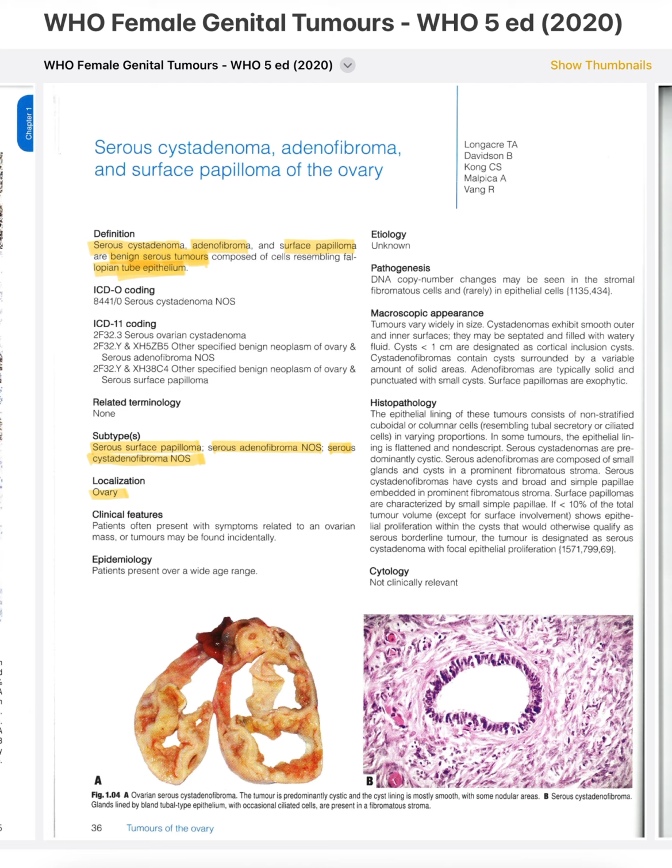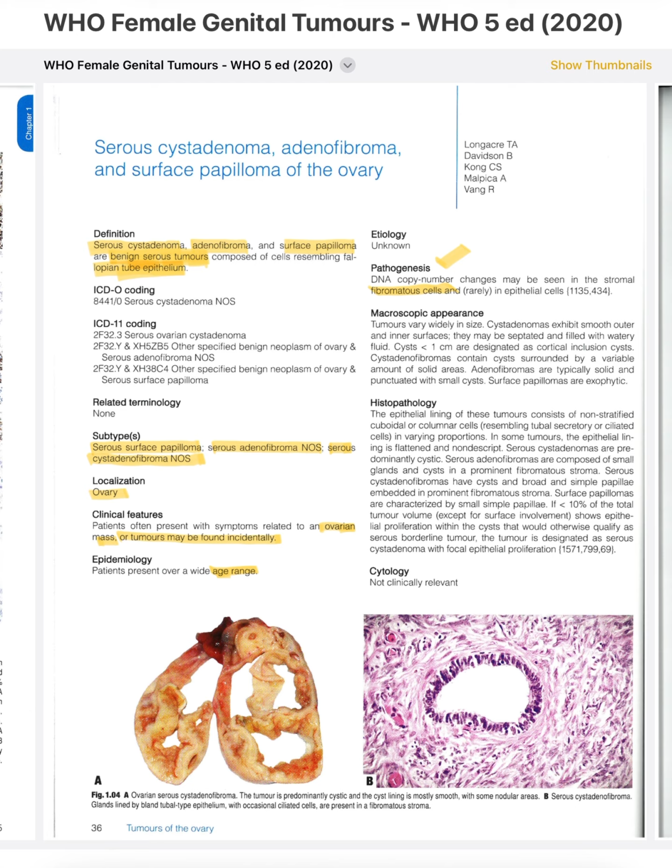Clinical features, if we talk about, then the patient often presents with symptoms related to an ovarian mass or tumor, or may be found incidentally. If we talk about epidemiology, patients present over a wide age range, and the etiology is not known. So, if we talk about the pathogenesis of these tumors, the DNA copy number changes may be seen in the stromal fibromatous cells and rarely in the epithelial cells.